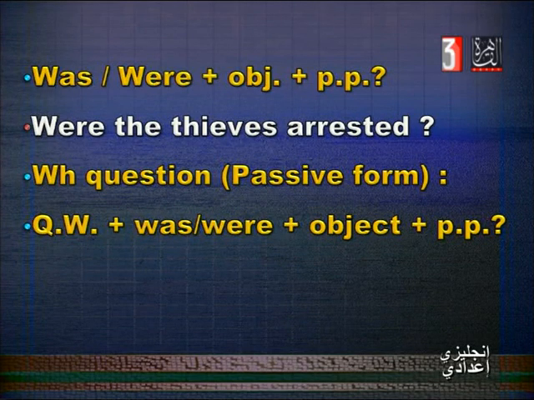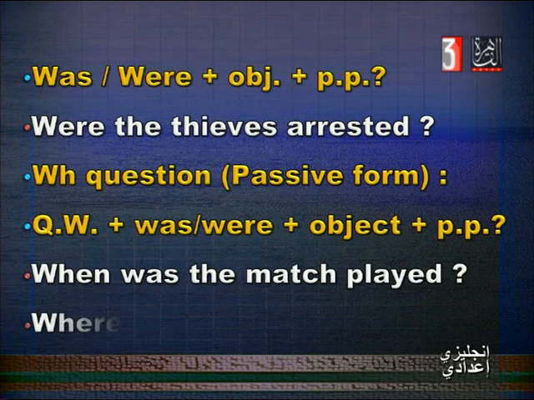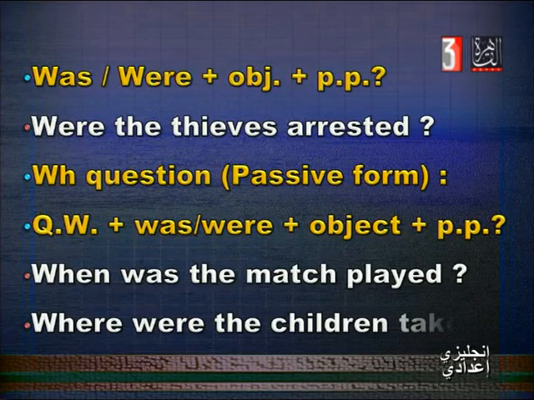So in order to remind you, what's PP? PP is verb 3, the third form of the verb. When was the match played? We put here the question word, then was, then the object, then PP. Where were the children taken? أين أخذت الأطفال? Where were the children taken?